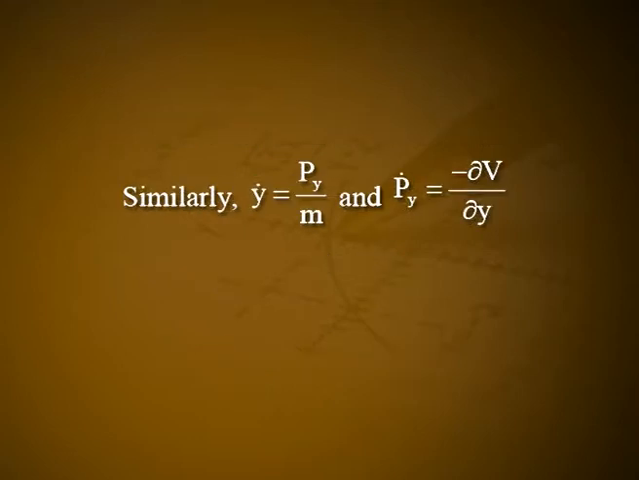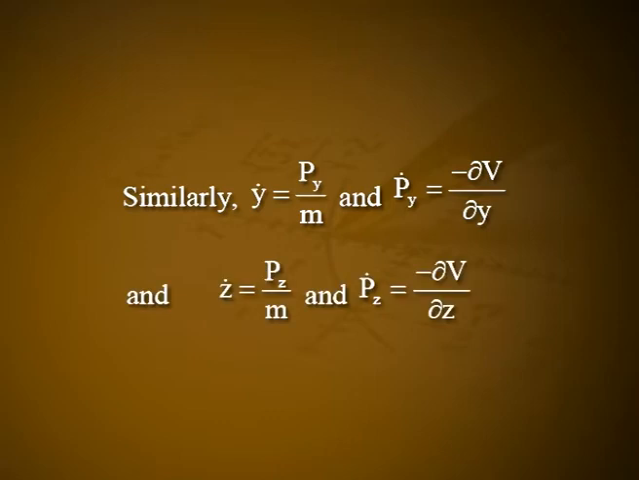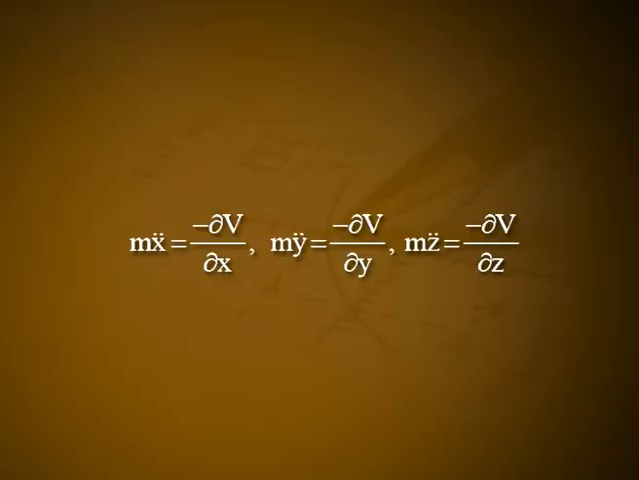Similarly, y dot is equal to Py divided by m and Py dot is equal to minus ∂V divided by ∂y, and z dot is equal to Pz divided by m, and Pz dot is equal to minus ∂V divided by ∂z. The equations of motion can be written as m x double dot is equal to minus ∂V by ∂x, m y double dot is equal to minus ∂V by ∂y, m z double dot is equal to minus ∂V by ∂z.